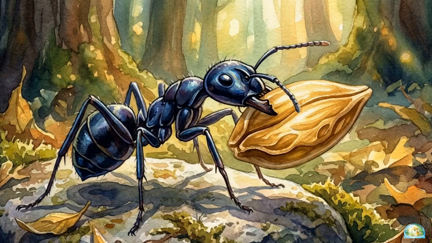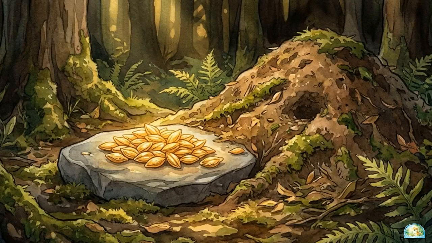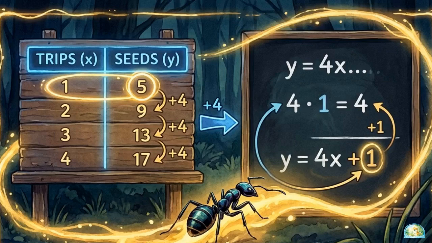Let's track a specific ant on her daily trips to see how this works. We will count the exact number of seeds she manages to carry over time. This table shows our ant's progress. On trip number 1, our input, she has 5 seeds in total, our output. By trip 2, she has 9, trip 3 is 13, and trip 4 is 17. Notice what happens as we move down the rows. Every single time the input increases by 1, the total output increases by exactly 4.